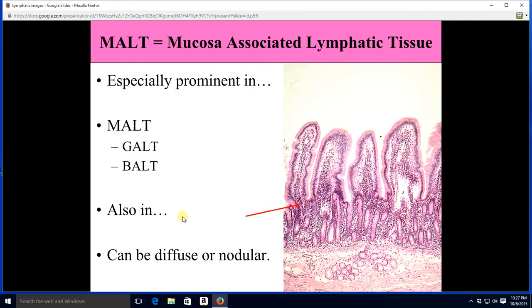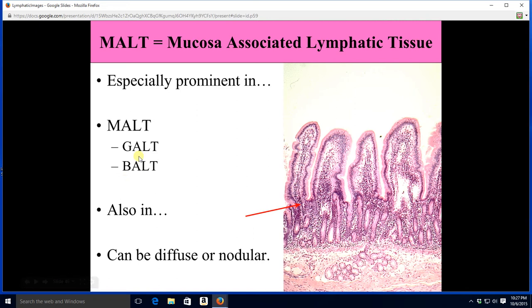Now, most of our lymphatic tissue is in our mucosae. So it's mucosa associated lymphatic tissue, aka MALT. It's in your tracts: digestive, respiratory, urinary, reproductive. The two big ones there are digestive and respiratory. So our two major types of MALT, and you gotta love the rhyminess here, are GALT and BALT.